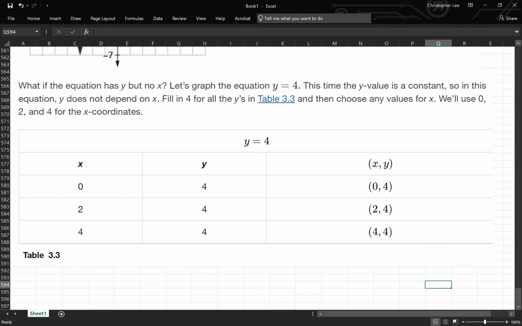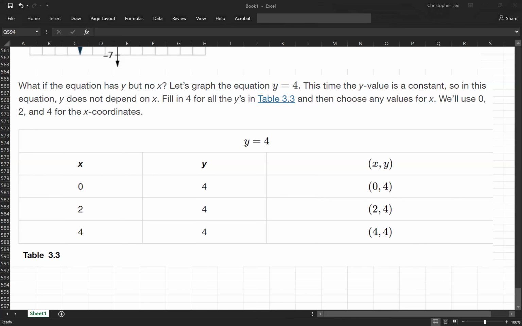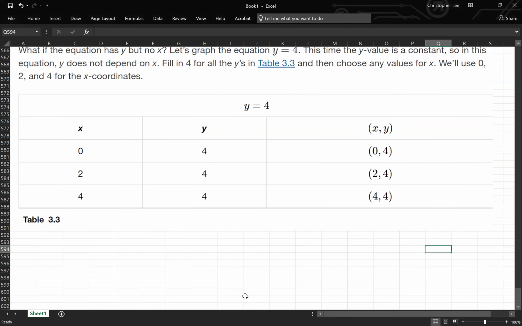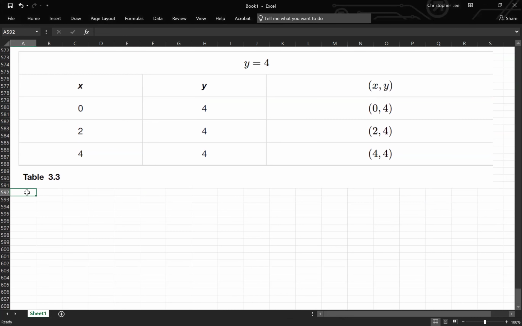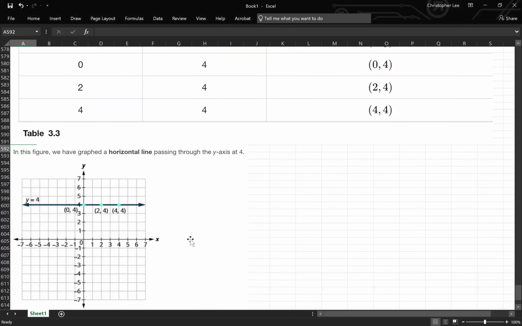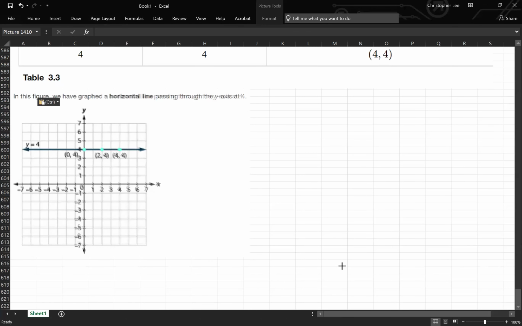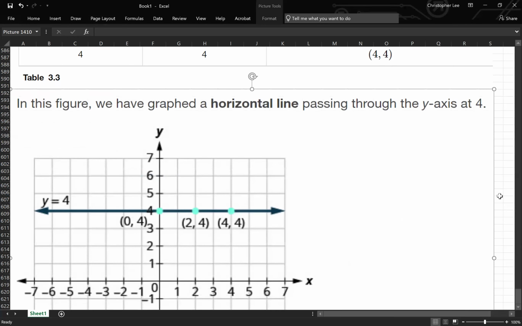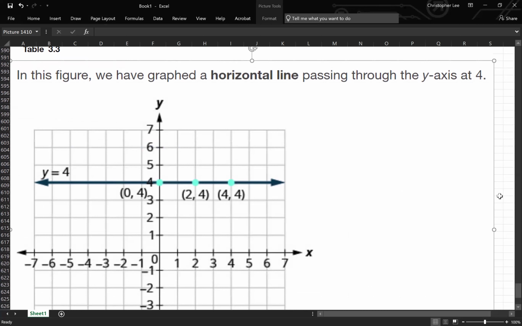Right. Exactly. For a horizontal line. Let me just show you what that looks like real quick. All right. So this is going to be our graph right here, right? So we have a horizontal line. It's passing through the y-axis at 4, right? And then we just plotted a couple points on it, and we just made it. Questions on this?